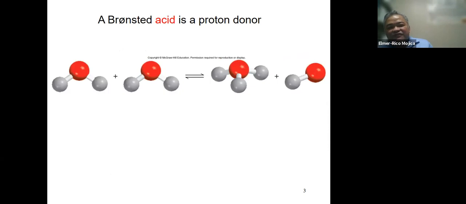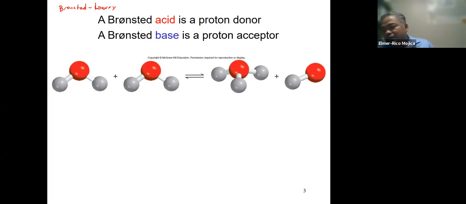So if we look at the definitions of acids and bases, there are a lot of definitions, and we go by the sequence provided by the book. The first definition that we have is the Bronsted acid. In other books, they call it the Bronsted-Lowry acid-base definition. There are two independent persons, Johannes Bronsted from Denmark and Thomas Lowry from England. They proposed this definition of acid and base. A Bronsted-Lowry acid is a proton donor, and a Bronsted base is a proton acceptor.